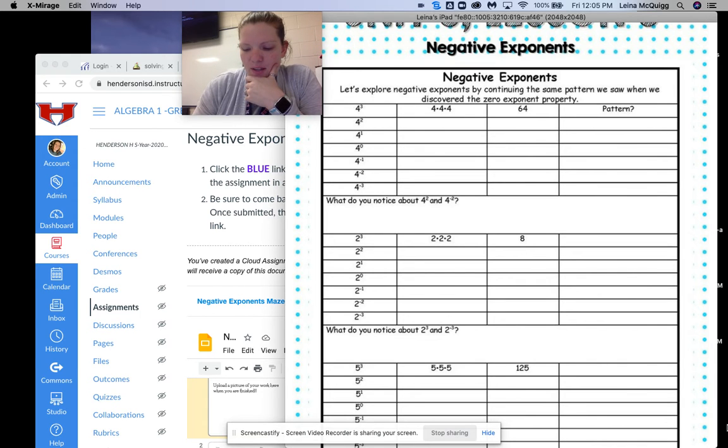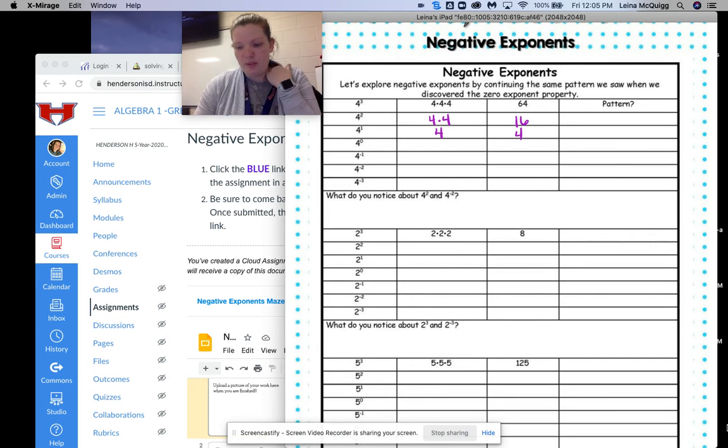Then we have 4 squared is 4 times 4. We're multiplying it by itself 2 times, and that is 16. 4 to the power of 1 is 4. Multiply it 1 time. Then last week we discovered that we had this pattern where we divided by 4 every time, right? 64 divided by 4 gave us 16. 16 divided by 4 gave us 4. So then we use that same idea to divide by 4 again and find out that 4 to the power of 0 is 1, or anything to the power of 0 is 1.